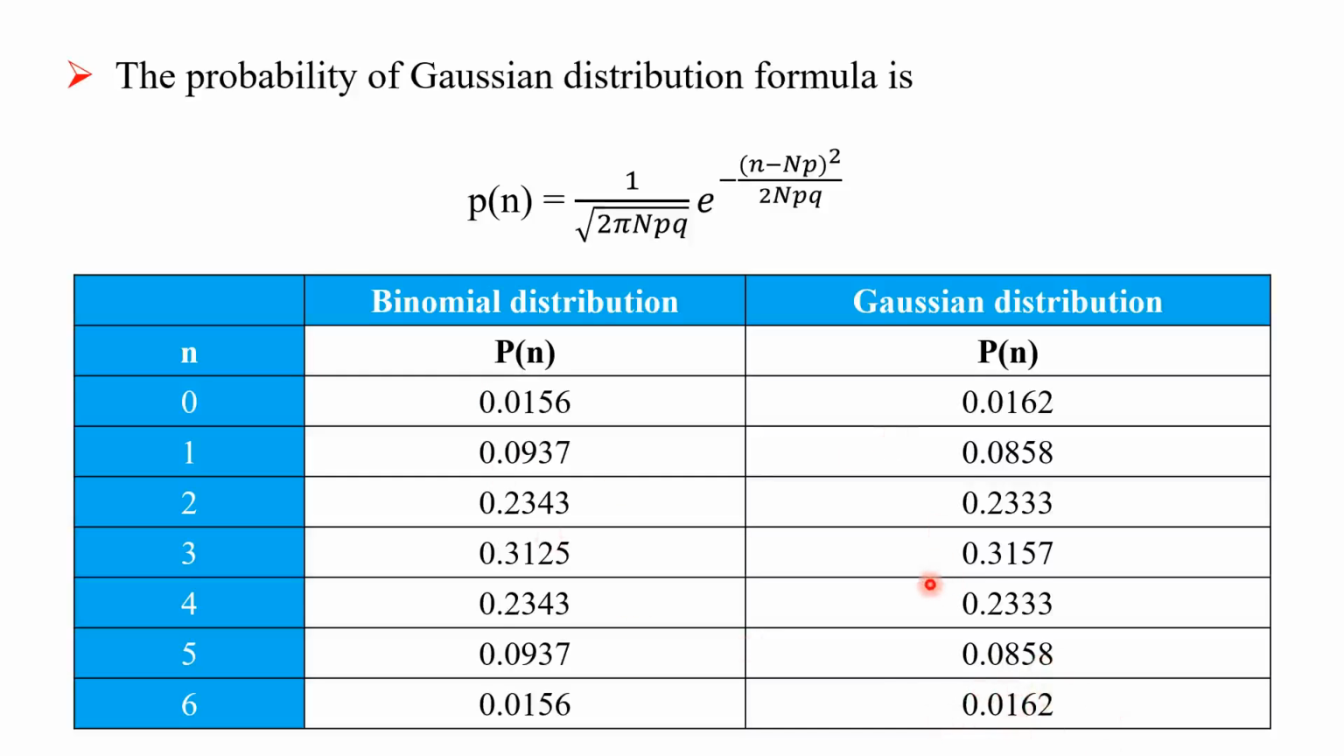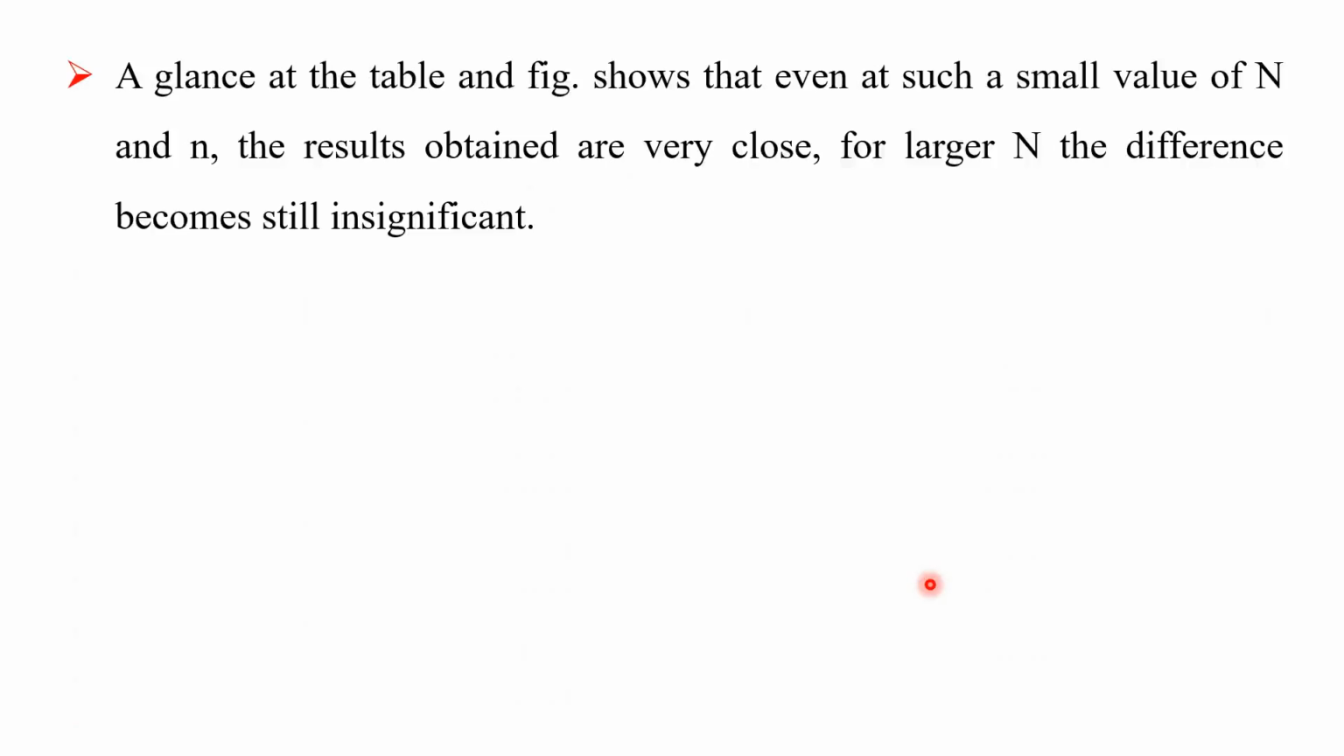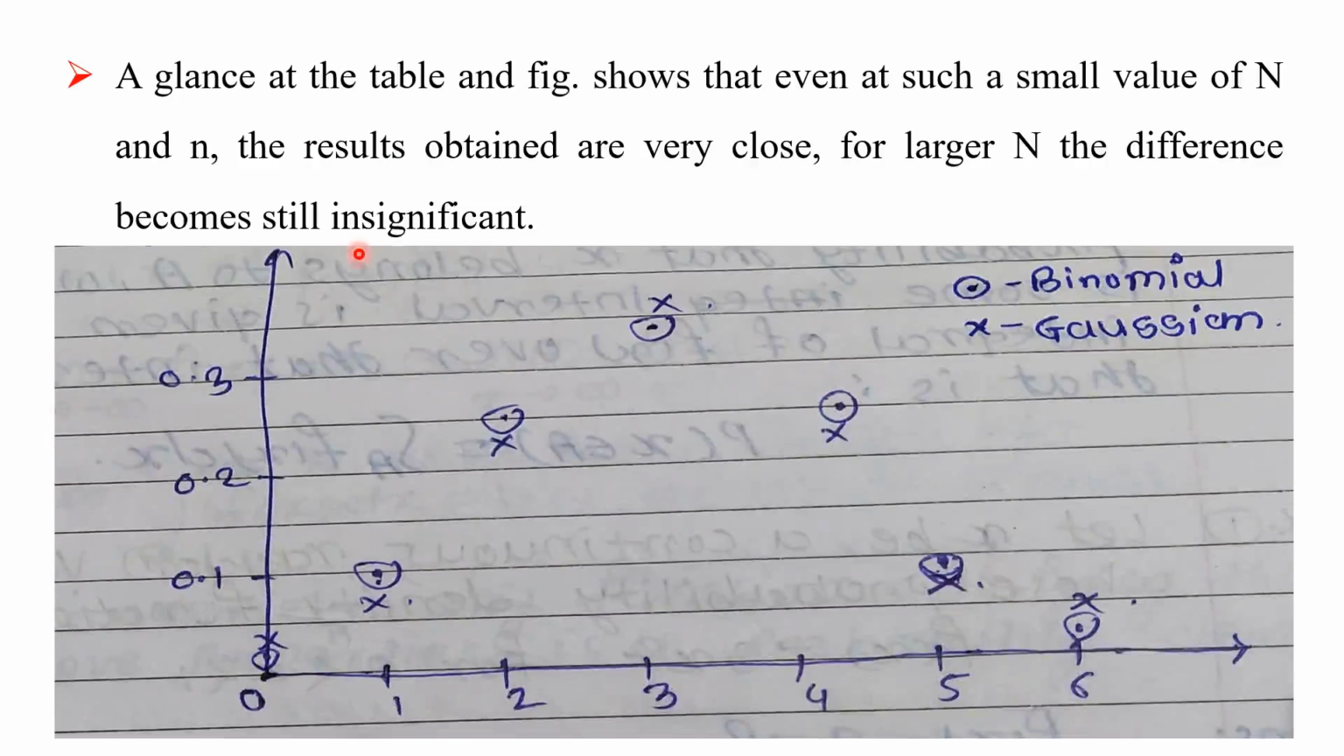We have these two columns, and I have calculated the graphical representation. A glance at the table and figure shows that even at such small values of N and n, the results obtained are very close. For large capital N, the difference becomes still insignificant. This is the graphical representation here.